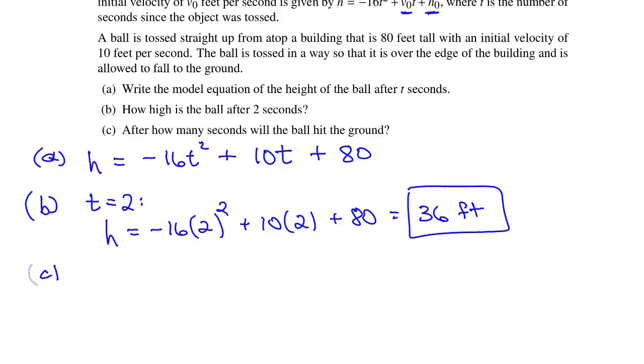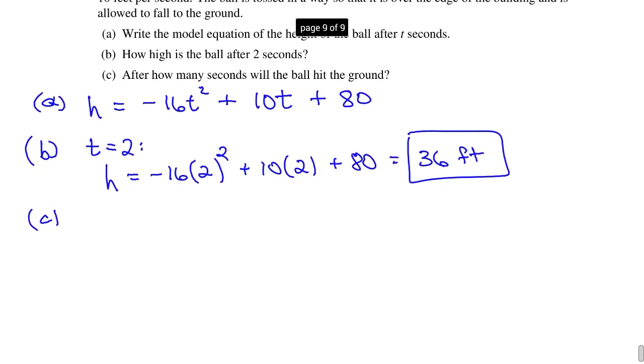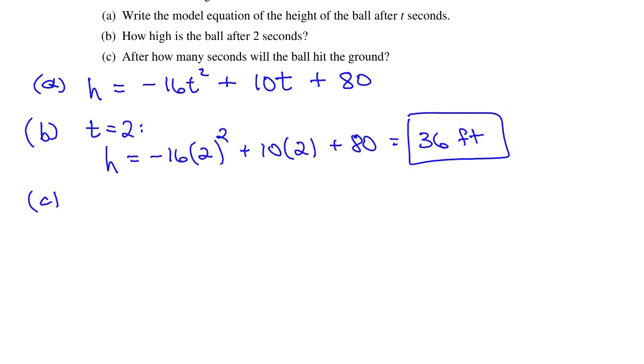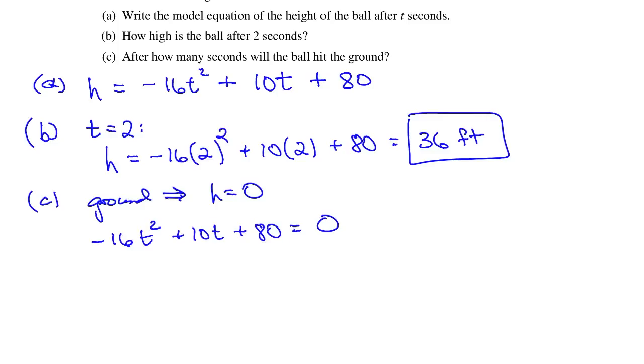And then question C. After how many seconds will the ball hit the ground? So the ball will hit the ground when h is equal to 0, because the height is h, and if it's the ground, then the height is 0. So we're going to set this equal to 0, so negative 16 t squared plus 10t plus 80 is equal to 0. Use the quadratic formula.